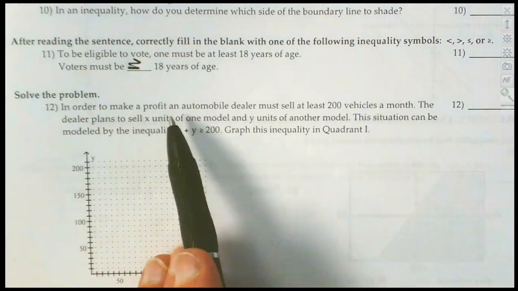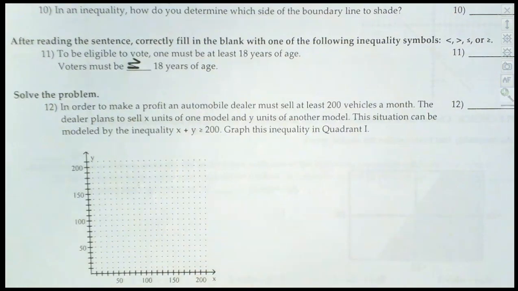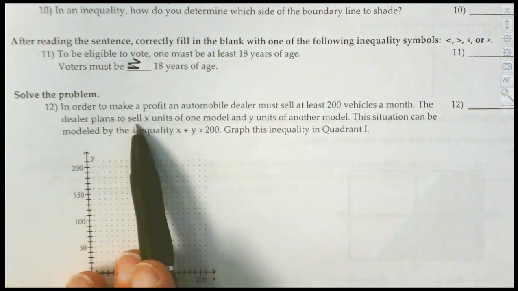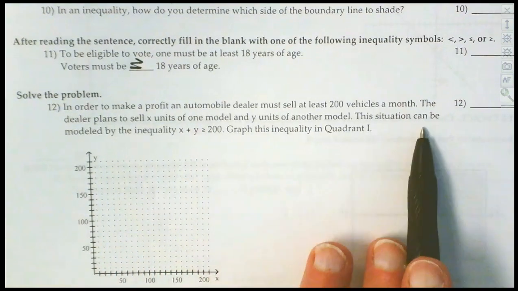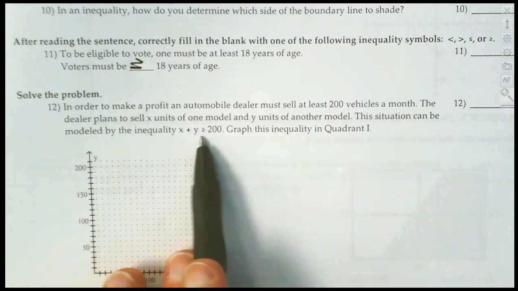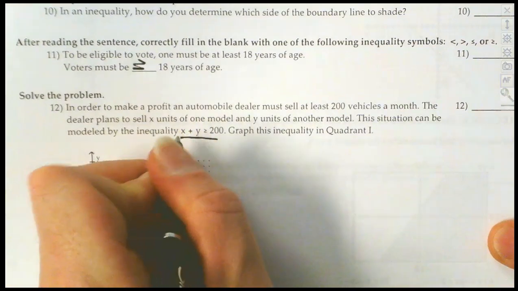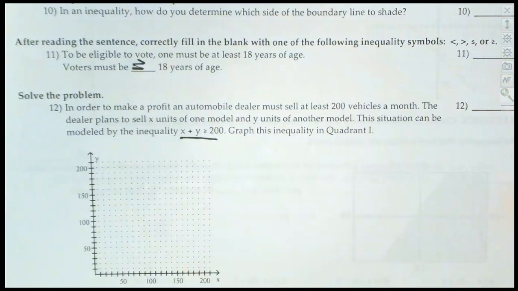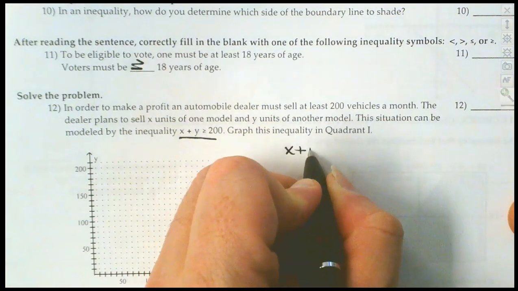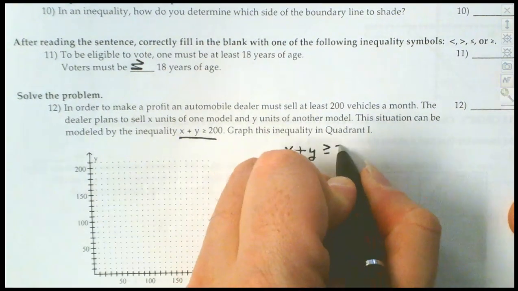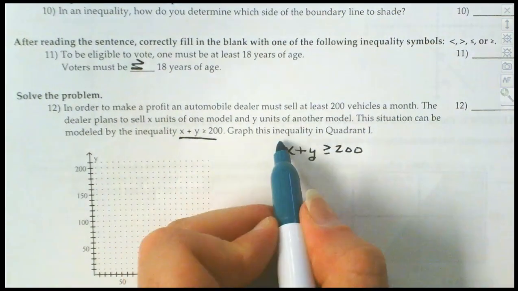In order to make a profit, an automobile dealership must sell at least 200 vehicles. The dealership plans to sell X units of one model and Y units of another, and it can be modeled by this inequality. Graph this inequality. So this is our inequality: X plus Y is greater than or equal to 200. So that's what we're going to be working with.